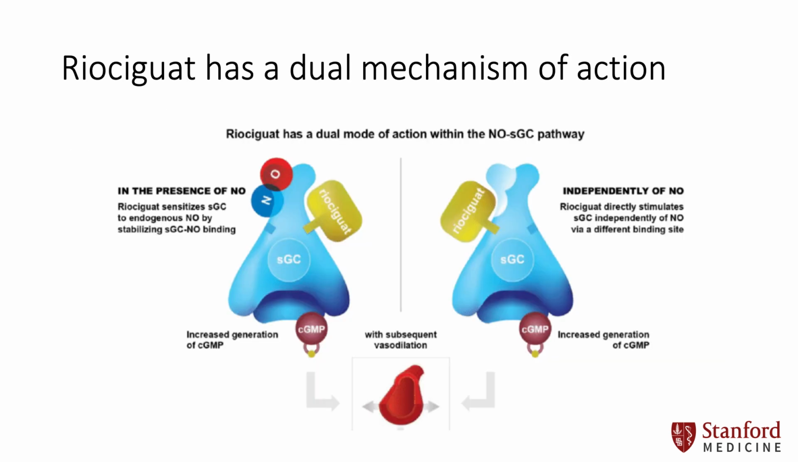And we think the more interesting of these drugs is actually Riociguat, as it has a dual mechanism of action. It can activate soluble guanylate cyclase in the presence of endogenous nitric oxide by making the binding of nitric oxide to soluble guanylate cyclase stronger, or stabilizing it. And it can also act independently of nitric oxide by directly activating soluble guanylate cyclase.